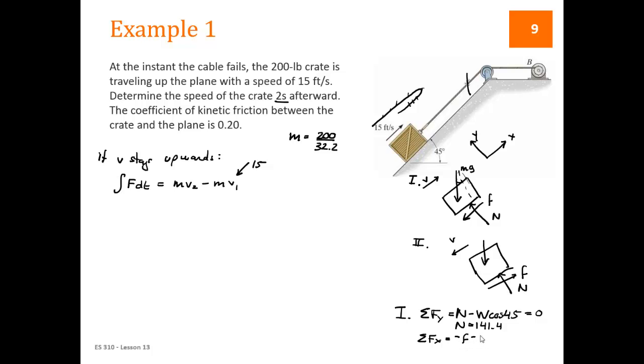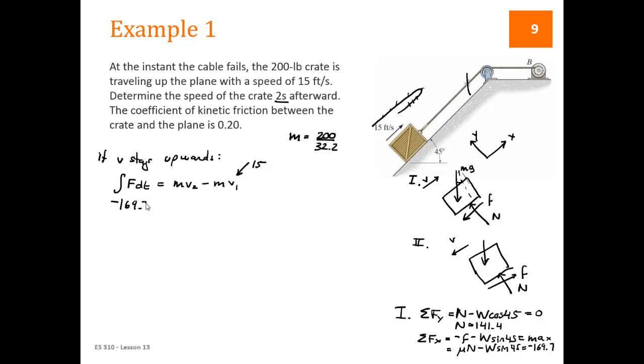Now if we look at the x direction, the friction is going down the slope, the weight component is going down the slope, and those are the only forces on there. So that's going to equal mass times acceleration in the x. Really though, what we're interested in is this side of the equation, because that's the force that's going to get plugged into the impulse. So the force is equal to mu N minus W sine 45, plug in all your knowns, and you get negative 169.7.